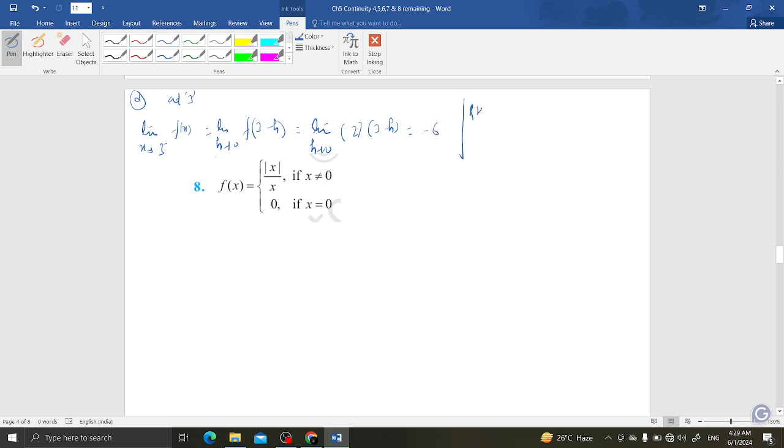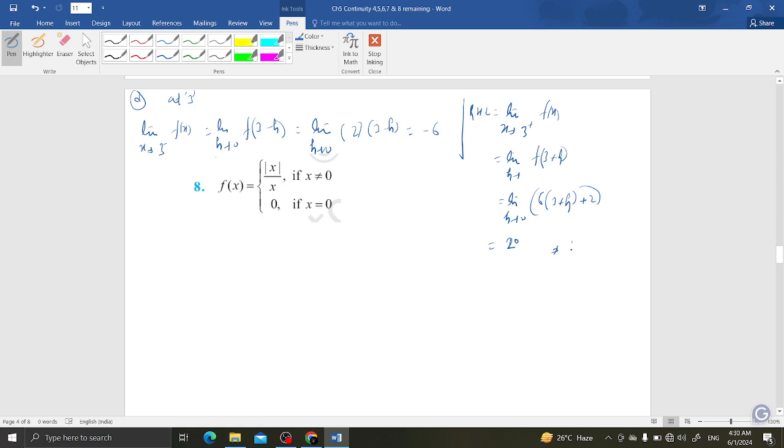What is our RHL? RHL is limit x tends to 3 positive f(x), limit h tends to 0 f(3 plus h), and we have the function 6 times (3 plus h) plus 2, and if we find from here we get 6 times 3 is 18 plus 2, that is 20. So RHL is this one.